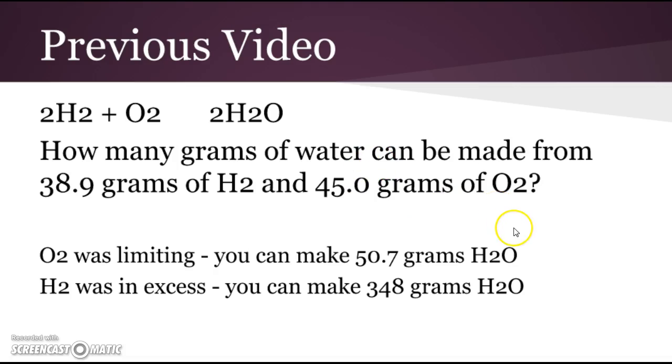And when we did that, we found we could make 50.7 grams of water from the oxygen number, and you can make 348 grams of water if you had reacted all of the hydrogen. We also learned that when you have both reactants, you can only make the least amount because then that reactant is going to be used up. It is the limiting one. So after you make 50.7 grams of water, all of the oxygen is gone and the reaction stops. You can't make 348 grams of water because you don't have enough oxygen. So oxygen is limiting and hydrogen is in excess.